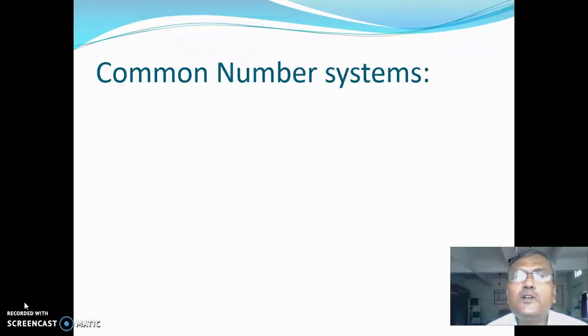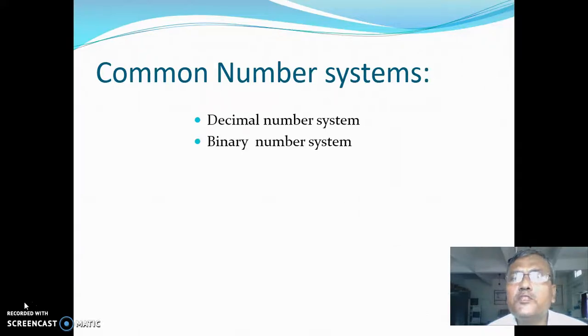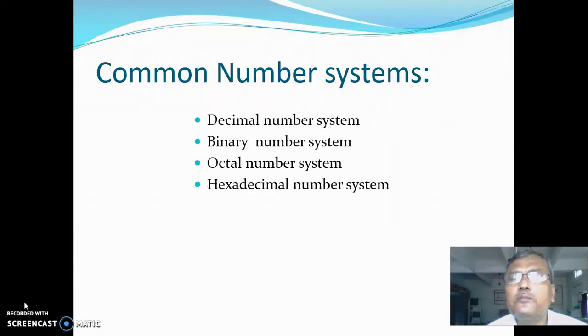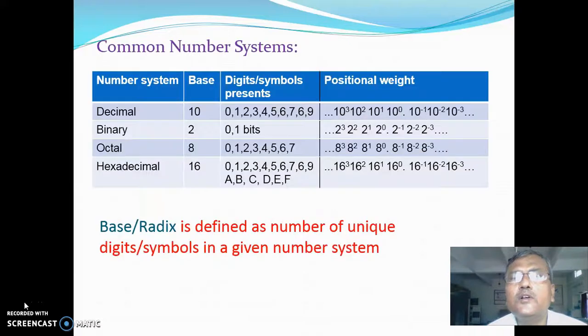Now what are the different common number systems? The decimal number system, binary number system, octal number system, and hexadecimal number system. These common number systems can be classified on the basis of their bases. Then what is base? The base is defined as the number of unique digits or symbols in the given number system. For example, the decimal number system has a base of 10, so it consists of 10 digits, that is 0 to 9.